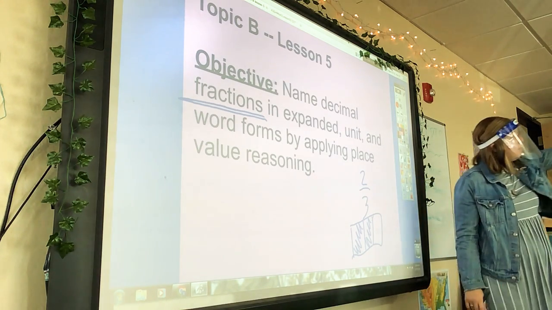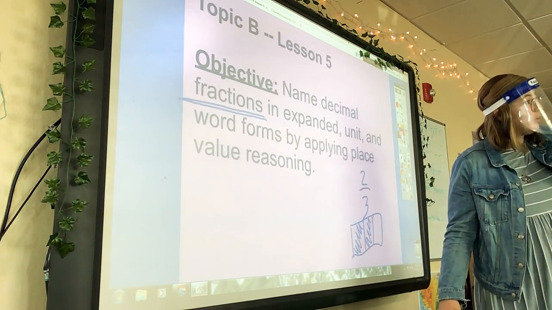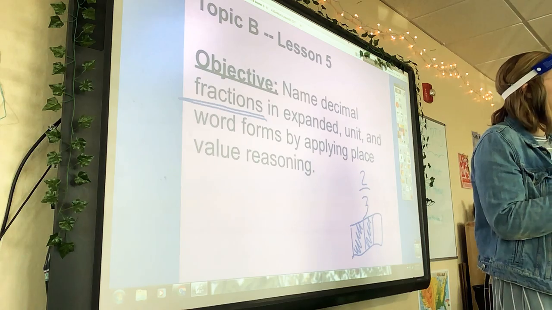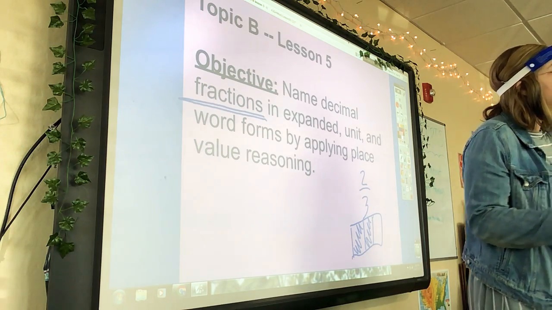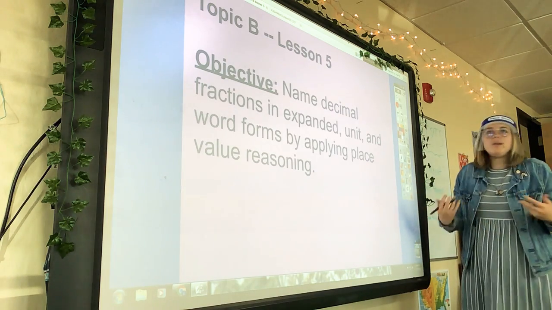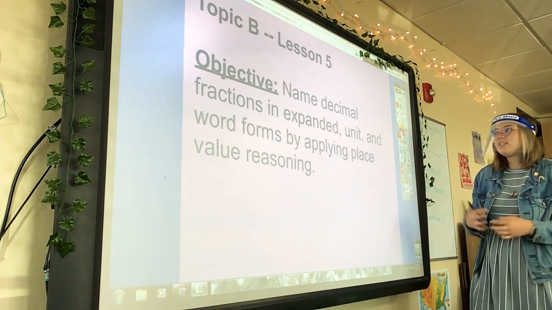So when we see on our place value chart everything after the decimal, those are decimal fractions because they're part of a number. They're a fraction of a number. Does that make sense? So when you see decimal fractions, don't get scared. It just means that we're working with decimals today. And we're going to write them in expanded form.